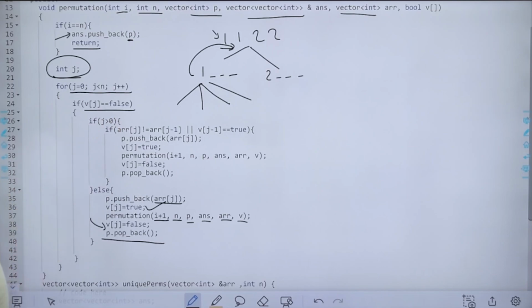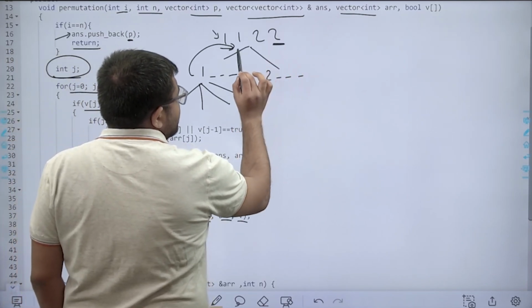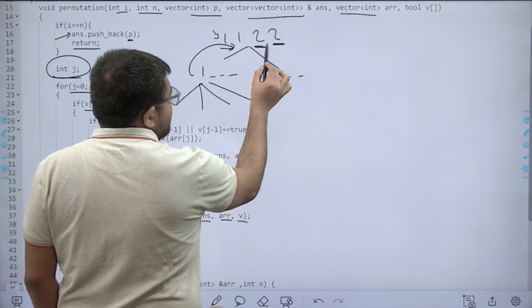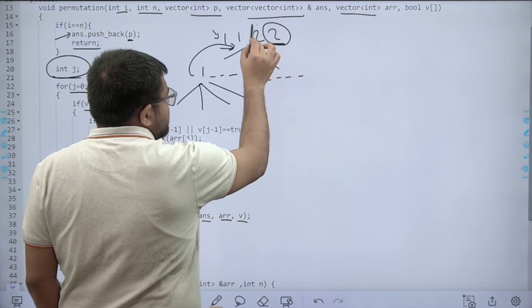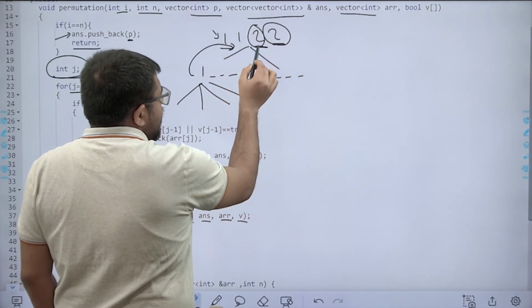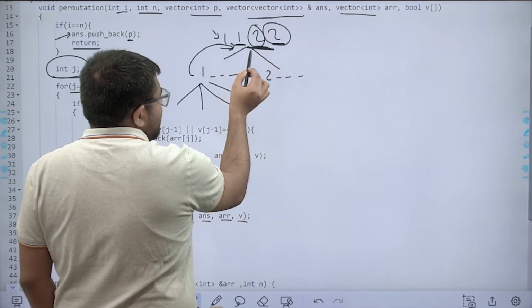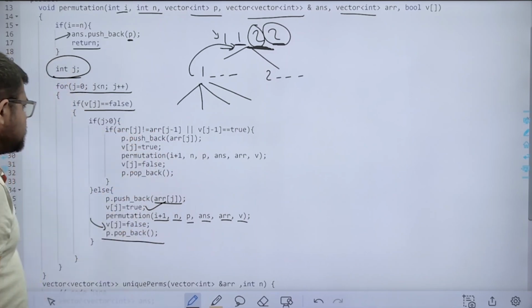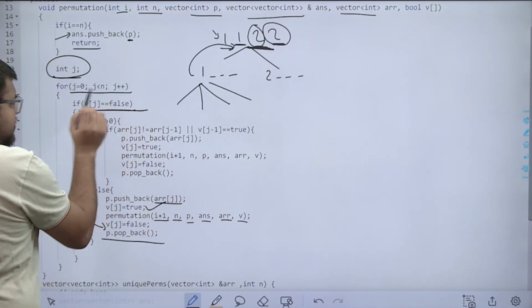Now if j is greater than 0, if I am taking a particular index element, and the previous element is the same as that element, then we will only consider this element if the previous one is already added to my permutation. So there is no repetition. If the element I am considering is not the same as the previous one, there is no question, you can consider it. First of all, the element should not be considered in the permutation yet.